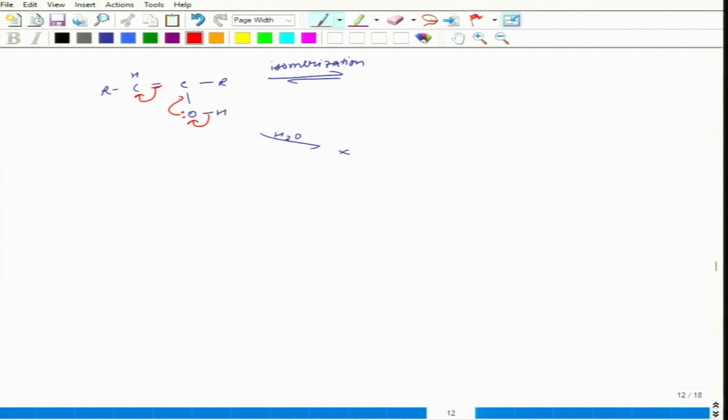What is happening here? This oxygen is giving its lone pair towards the carbon, so a double bond forms here. This double bond is shifting towards this carbon, which means a negative anion will be formed here. This negative will take up this proton to form this one. This is ketone, known as keto, and this is called enol. Why is this enol? There is alkene and alcohol.